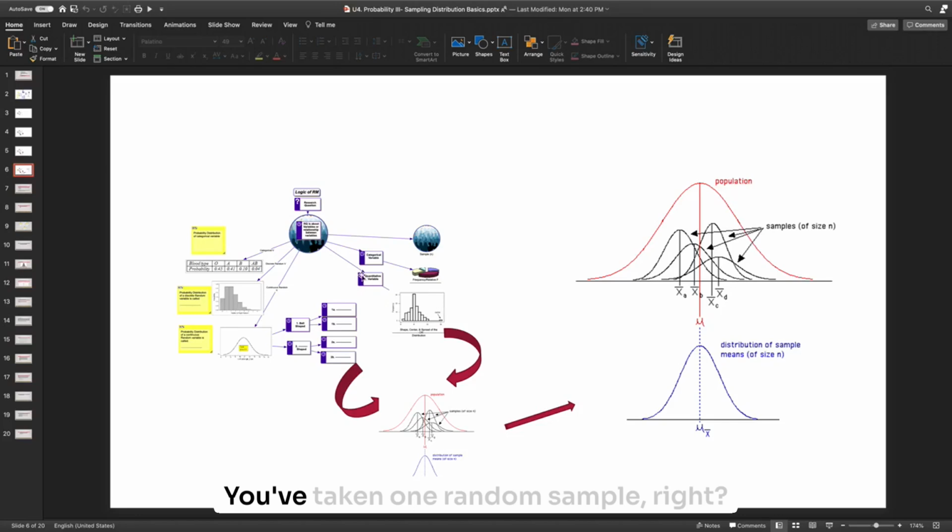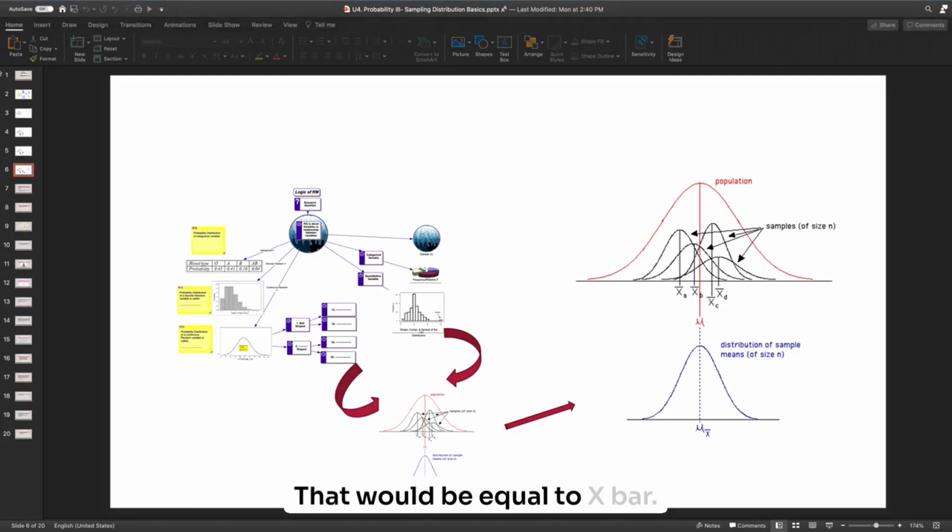Let's take a sample. You've taken one random sample, right? And you've calculated, let's say you're interested in a quantitative variable and you're summarizing that quantitative variable. Let's say the height of college students in the US. So you've randomly selected, say, 100 college students, and then you calculate the average height. And that average height would be X bar, right? That would be equal to X bar, and that X bar, let's say, is 6.5. So this is just one sample.